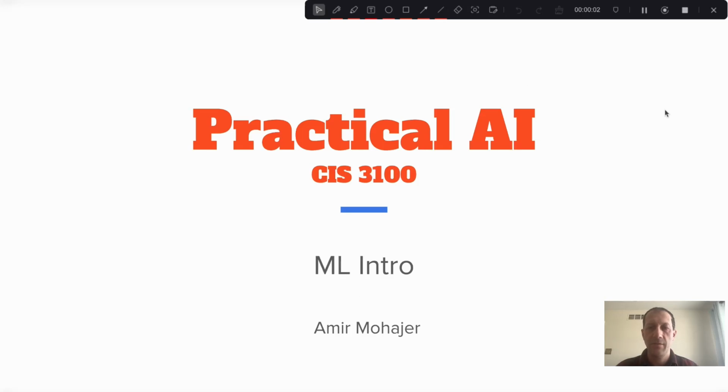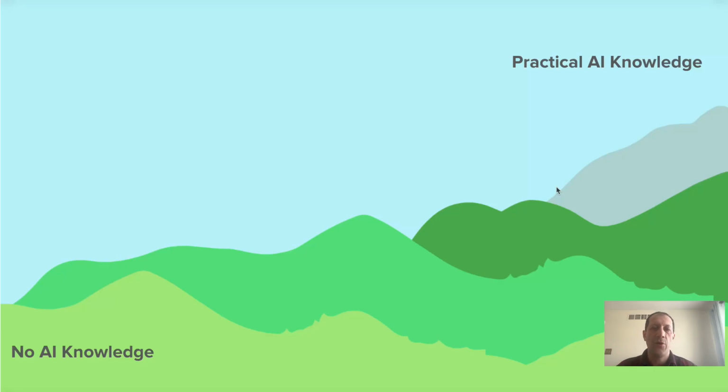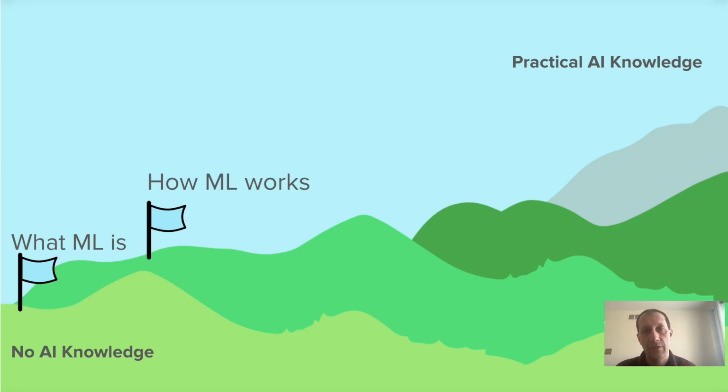All right, so this is the second lecture on practical AI. All right, let's see where we are. We started off at the lower left corner with no AI knowledge. We are on our way to practical AI knowledge. And in the first session, we talked about what machine learning is. And today we'll focus on how machine learning works.